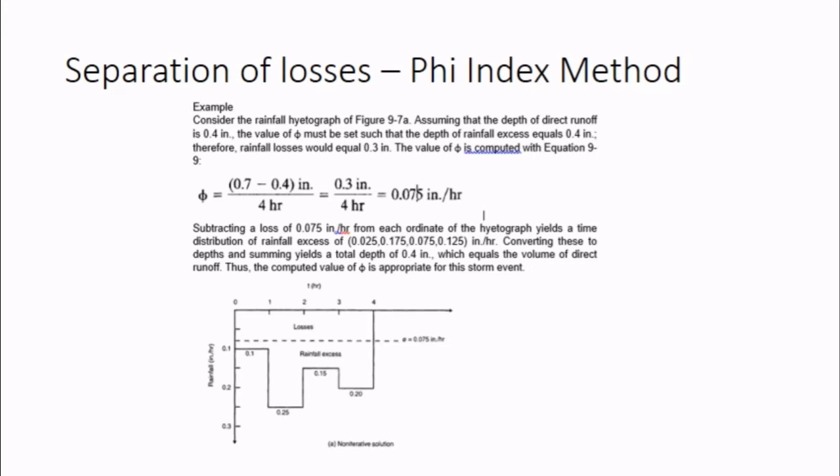Subtracting a loss of 0.075 inch per hour from each ordinate of the hyetograph yields a time distribution of rainfall excess. So, from the hyetograph, you subtract the losses. Then, you will have new ordinates of rainfall. Converting this to depths and summing yields a total of 0.4 inch, which equals the volume of direct runoff. Thus, the computed value of phi is appropriate for this storm event. So, you just need to find the value of phi.